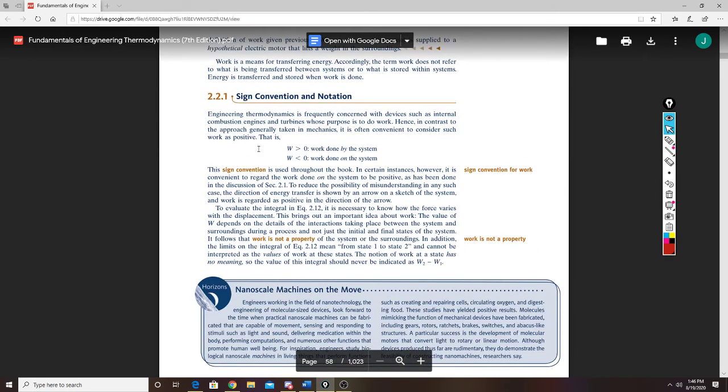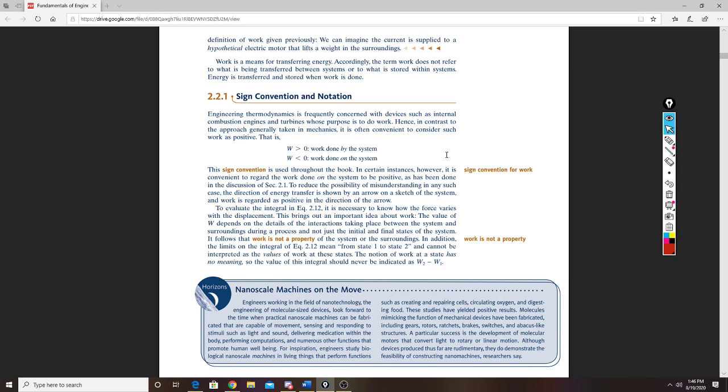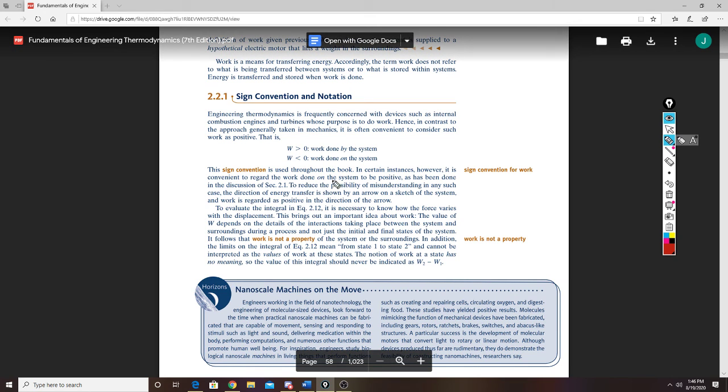So sign convention and notation. Really quickly, work done by the system means that this is positive work. For example, this is work leaving a system. Whenever you get your power from a power plant, that is positive work. It is leaving the system. We generated it, right? We didn't take in work. A power plant doesn't cost more power than it produces, right? Or else it wouldn't be a power plant.